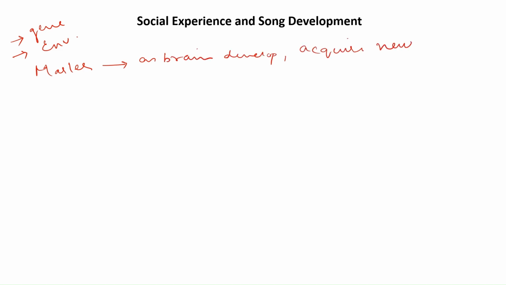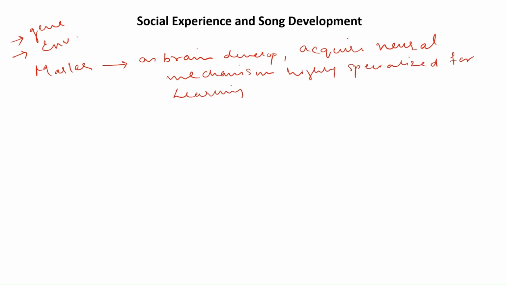Now, social experience and song development. In the previous slide, we learned that two factors are responsible for the development of the song. One is the gene and another is the surrounding or the environment. Now, one scientist called Marler interpreted that as the brain develops, the sparrow acquires neural mechanisms which are highly specialized for learning its species song. Now, why such an interpretation?